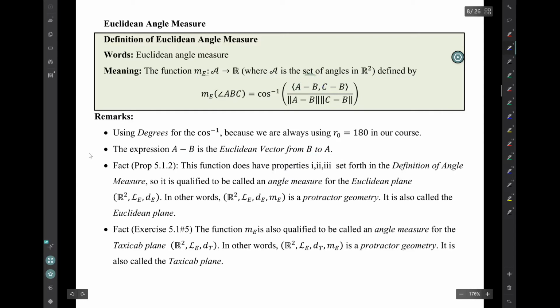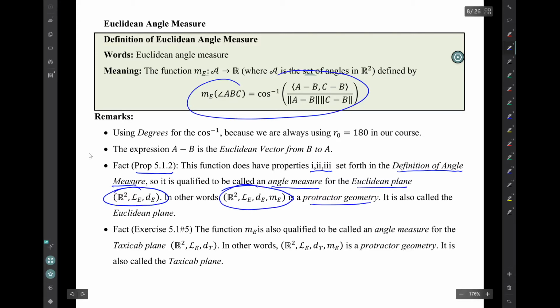Now, it's a fact from proposition 5.1.2 in the book that this function does have properties 1, 2, and 3 set forth in that definition of angle measure that I discussed a while ago. So this function is qualified to be called an angle measure for the Euclidean plane, the Euclidean plane Pasch geometry. So in other words, this collection of 4 items is a protractor geometry. It's also called the Euclidean plane.